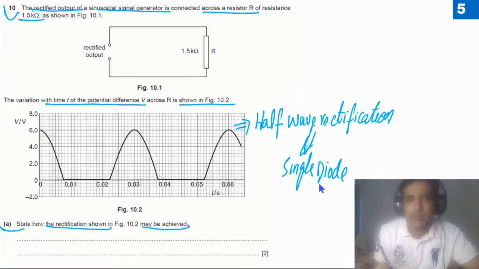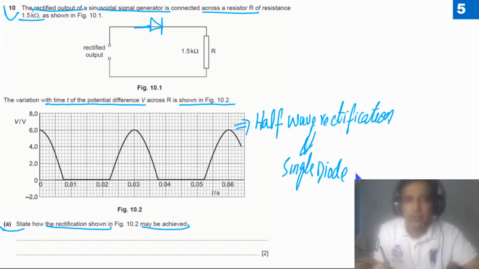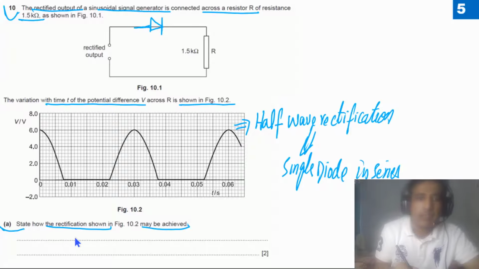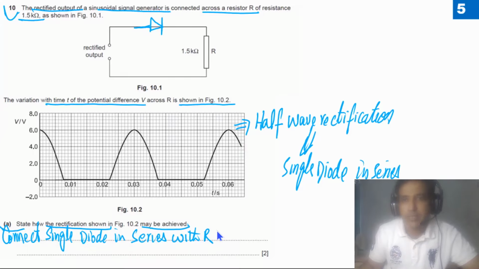Single diode in series with resistor means simply if we connect one diode here, we can achieve half wave rectification. So we have to connect a single diode in series with capital R. If you write this, you will get 2 marks.